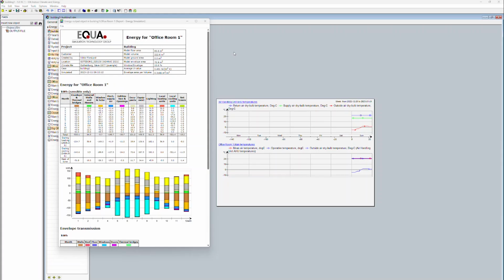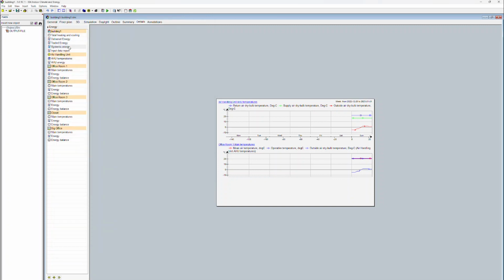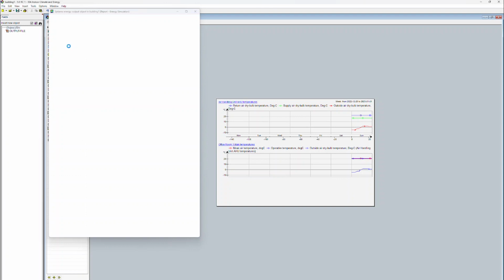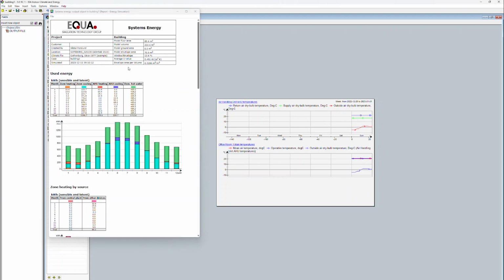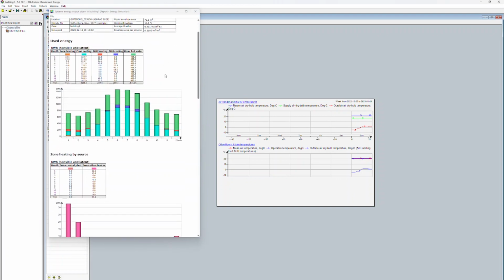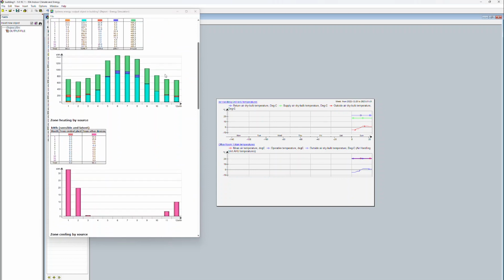IDA ICE Learning Center, Systems, Air Handling Units, and Zone Energy Reports. Energy reports are accessed in IDA ICE by clicking on the relevant report under Detailed Results in the Results tab. Via a double click, we are opening the system's energy report.